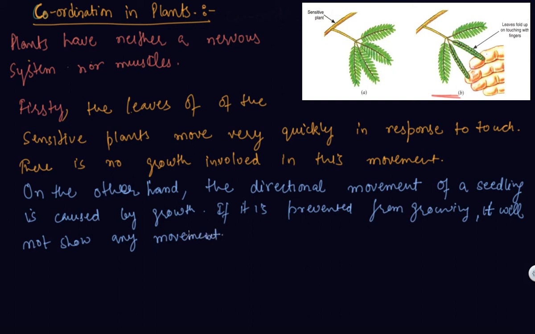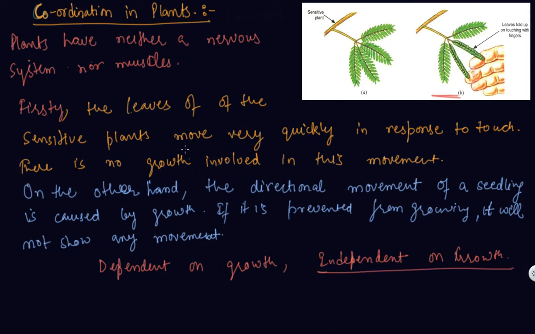So plants show two different types of movement: the first is dependent on growth, and the second is independent of growth. These are the two types of movements. Now we will see the immediate response to stimuli, and in the next lecture we will discuss movement due to growth. So first we discuss the immediate response, which is independent of growth.